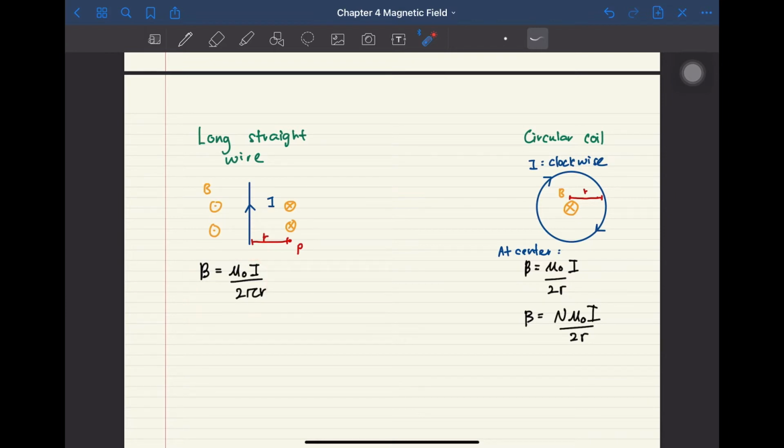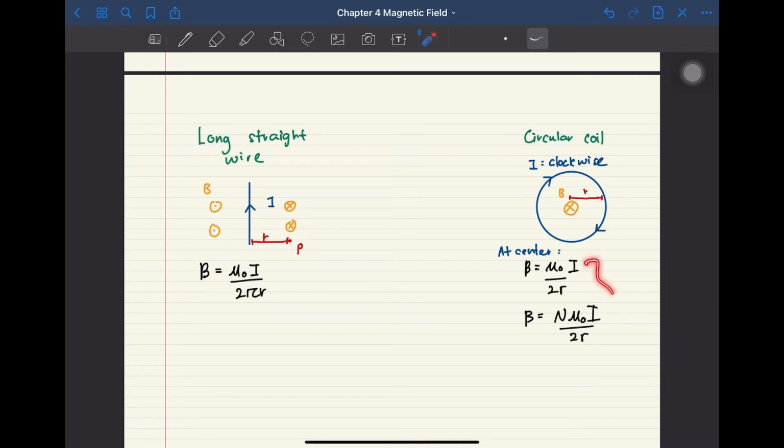And then for circular coil, you can use the same method. You can put your thumb, but in this case, I use my finger as my current direction. So I put my finger here, and then you can see that my thumb is actually pointing into the page like this. Again, I will show you in class. I don't think this should be a problem. So you have two formulas. This formula only represents the center.